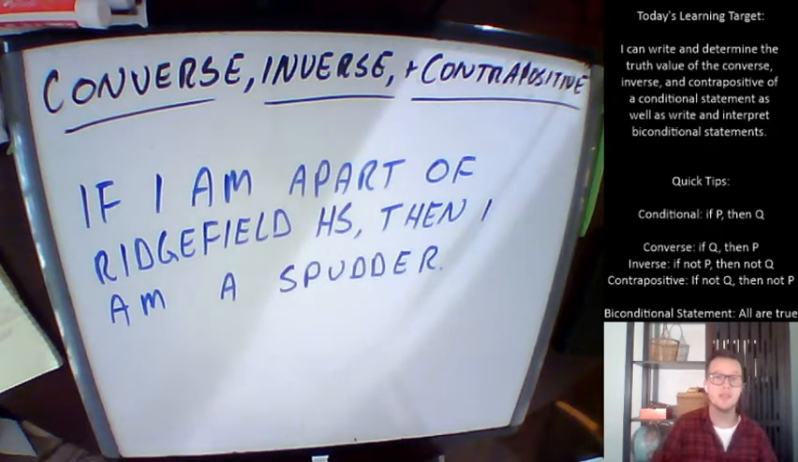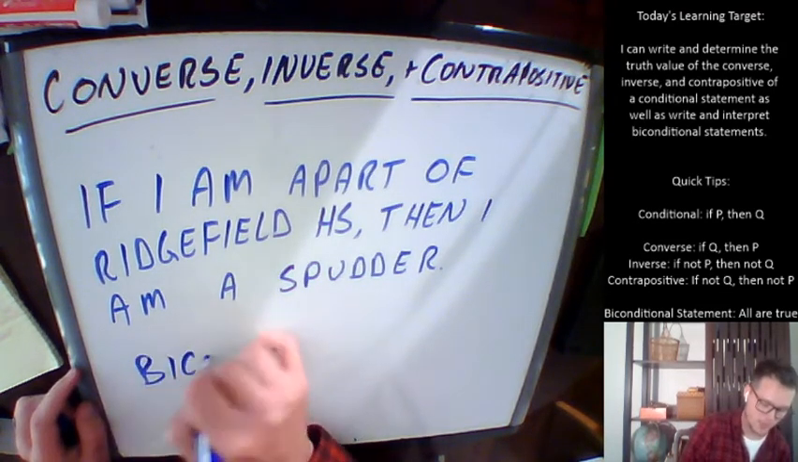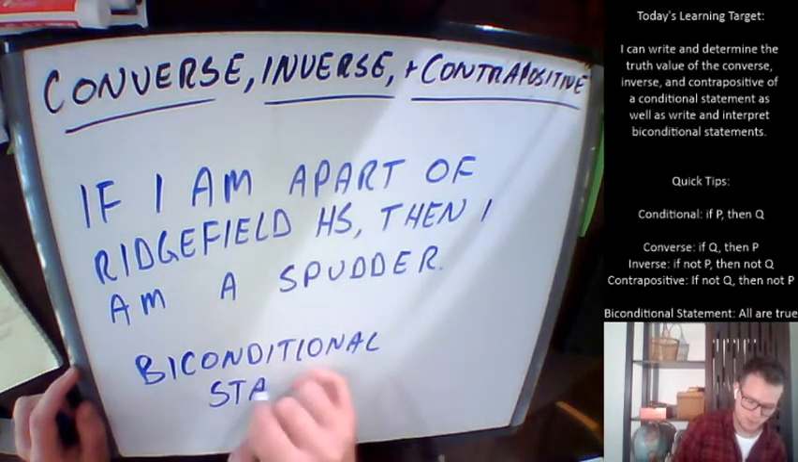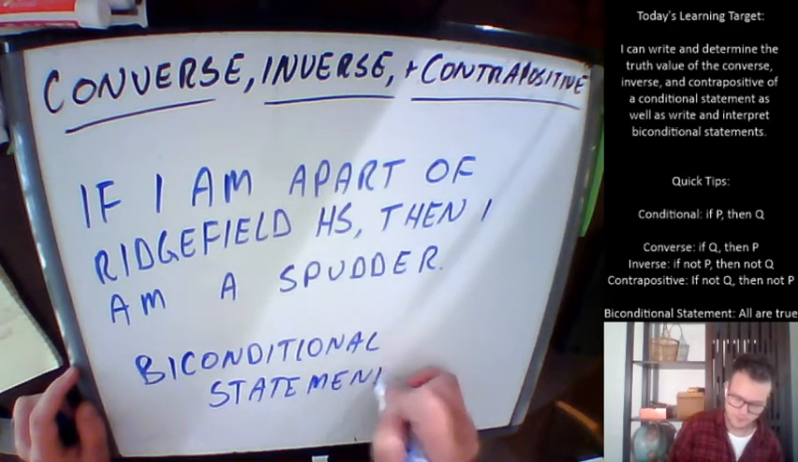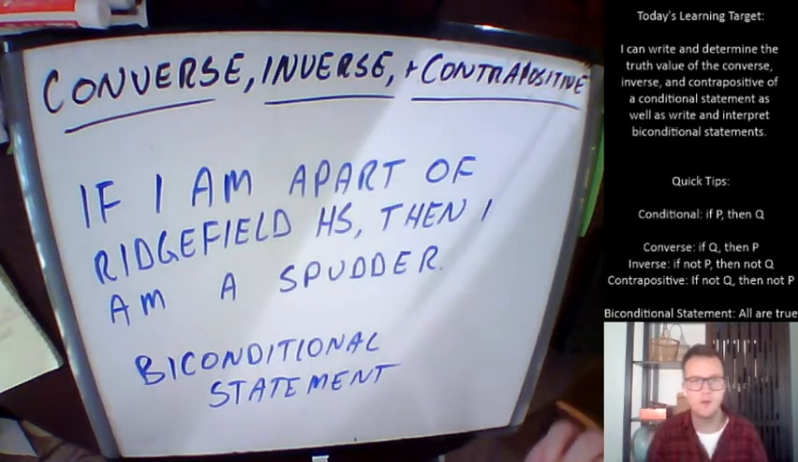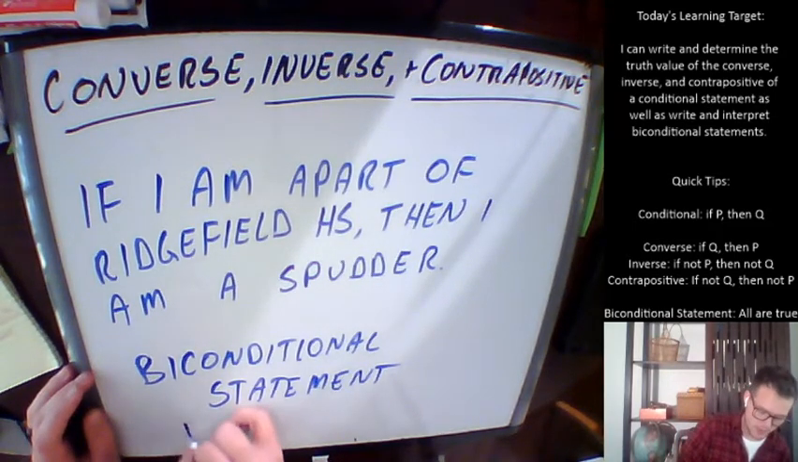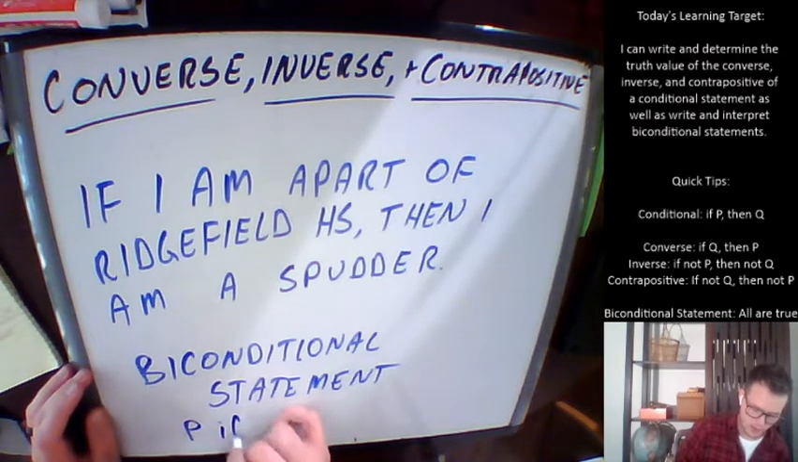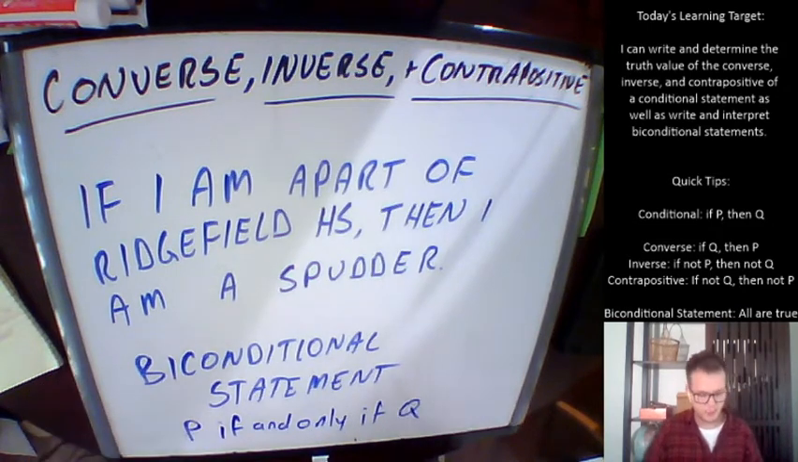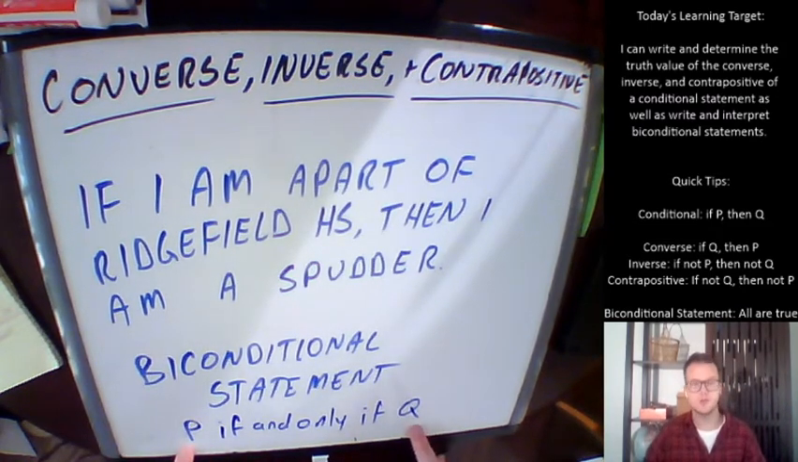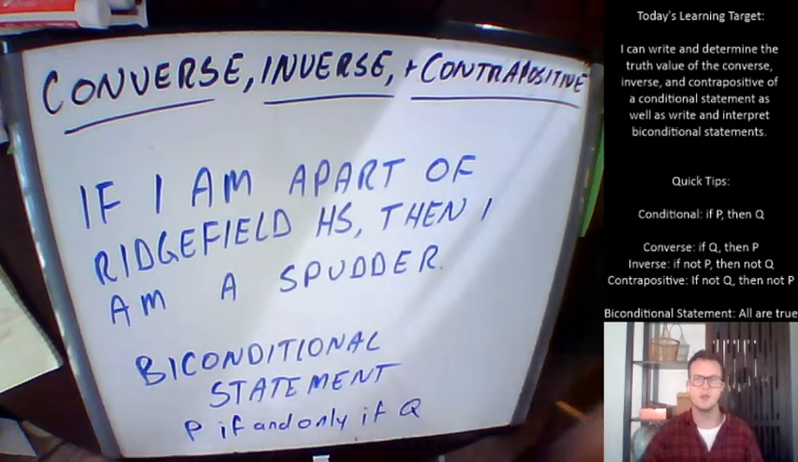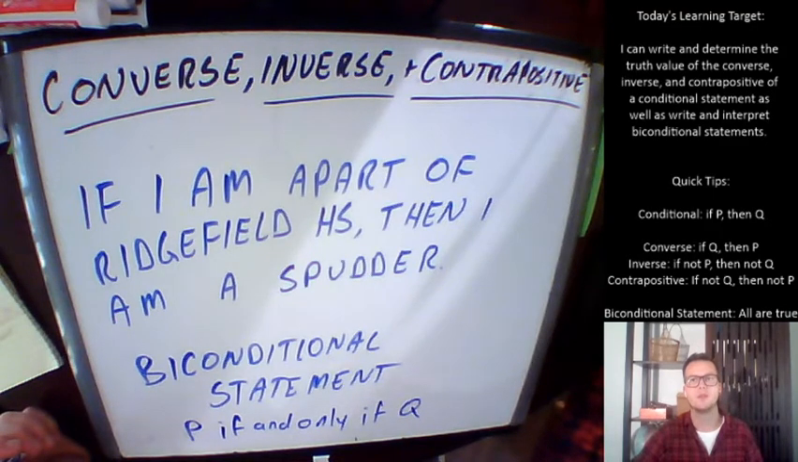So we would say that this one is a biconditional statement. And because it's a biconditional statement, we have another way to write this out instead of if P then Q. We would say P if and only if Q. So P is true if and only if Q is true, and in the same way, Q is true if and only if P is true. So they're dependent on one another. They're both true no matter what.